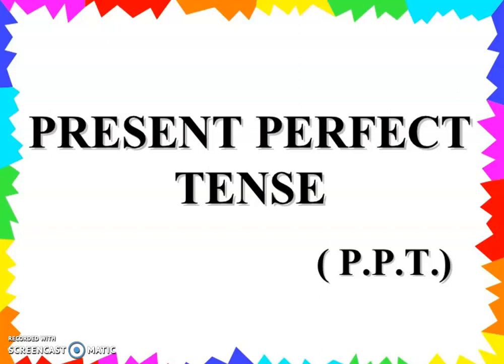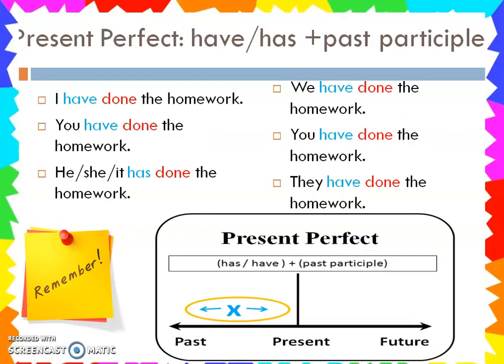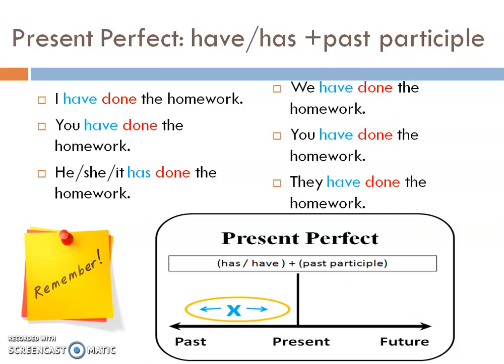Let's move to the third tense, which is present perfect tense. How do we form the present perfect? We form it with the auxiliary verb have, and the forms of have in present simple are have and has, plus past participle. Remember, past participle for the regular verbs is same as simple past tense. The irregular ones are learned by you by heart and they are different to each other.